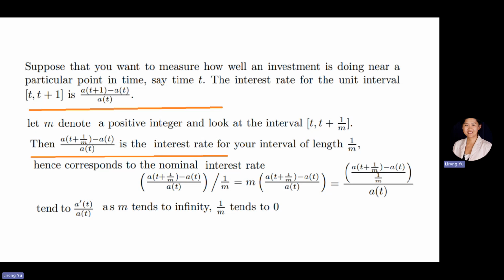But the idea is, what if you magnify that shorter time frame interest to the whole year? Then the interest rate becomes projected onto the whole year. That's this. So when m goes to infinity, that means as your time interval gets shorter and shorter, this limit value is the derivative of the accumulation function divided by the accumulation function. So we define this, A prime t over A t, as the force of interest function.